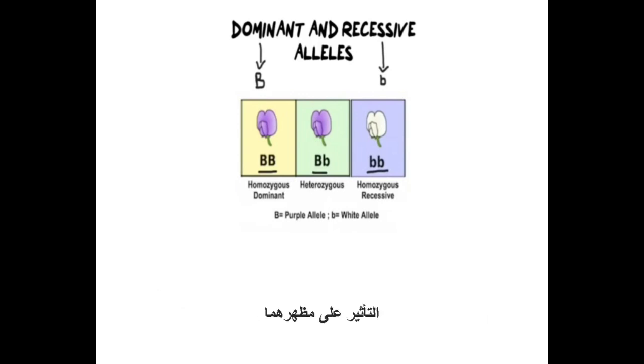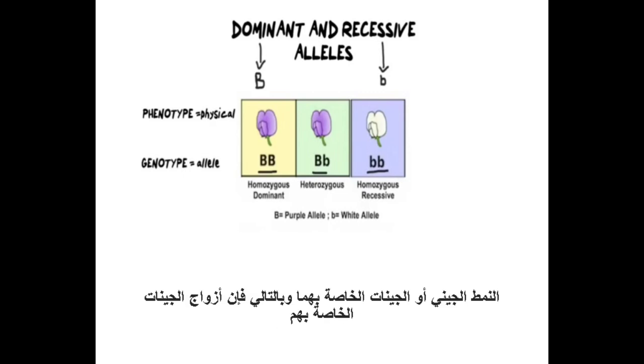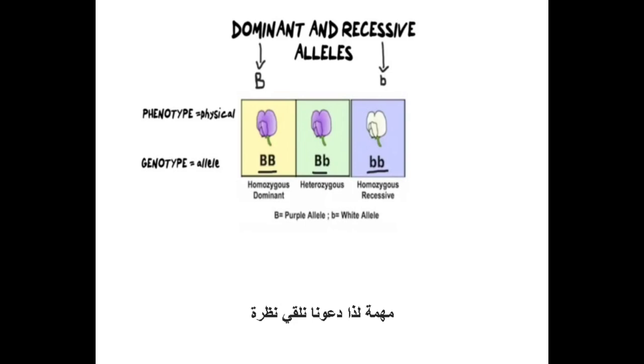And we call this influence on the way they look their phenotype, which is their physical appearance. It is how they look. And that physical appearance, so their color, whether they're purple or white, is influenced by something called their genotype or their allele.